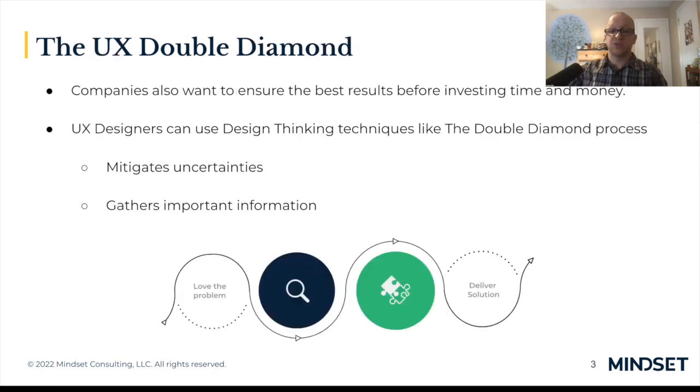Similarly, companies want to ensure the best results before investing time and money into their websites, apps, and products. Instead of jumping straight into designing screens, UX designers can use design thinking in the form of a process called the double diamond to mitigate uncertainties and gather important information. Here are the different phases that make up the double diamond.